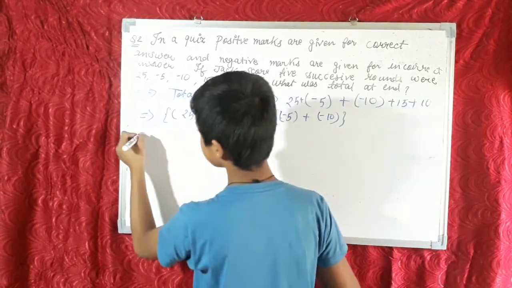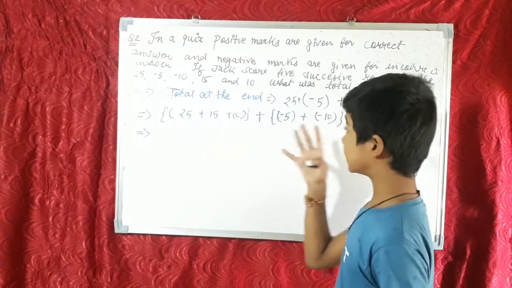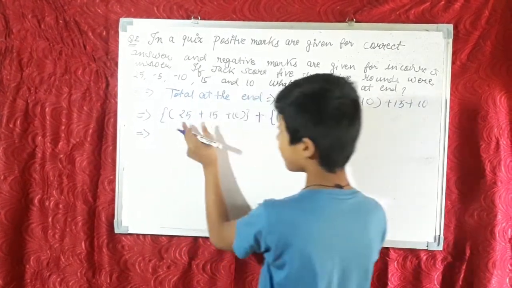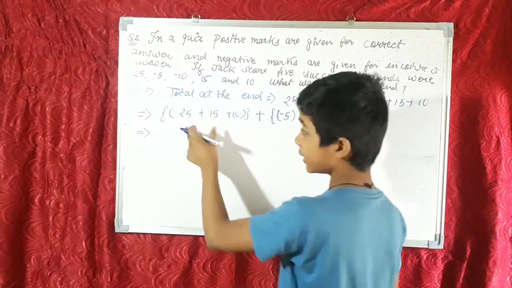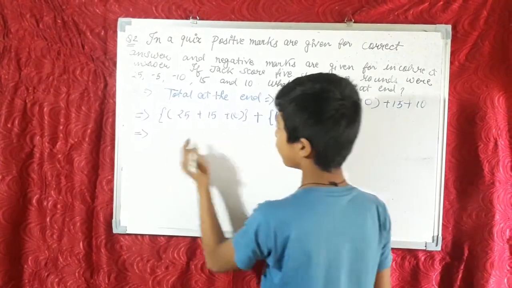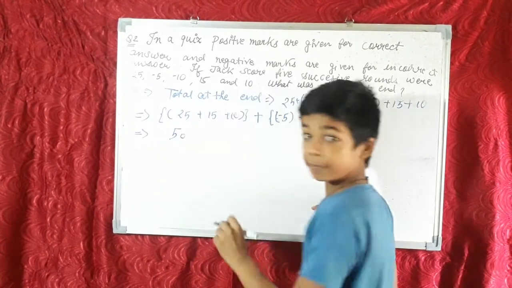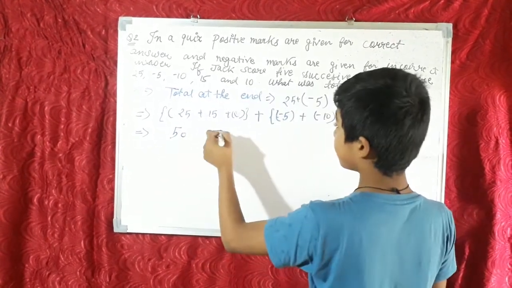Then what do we have to solve? We will solve the positive part first, then we will solve the negative part. So what is 25 plus 15 plus 10? 25 plus 15, what is it? It is 40. Then 40 plus 10 is 50. This 50 came. Then what? We will put here a plus sign.